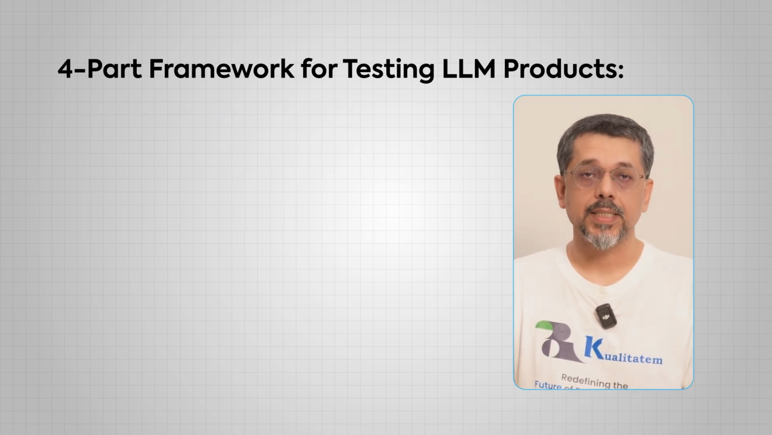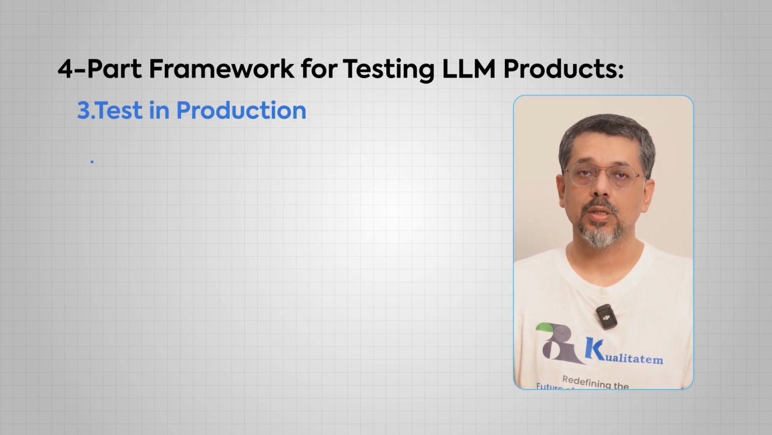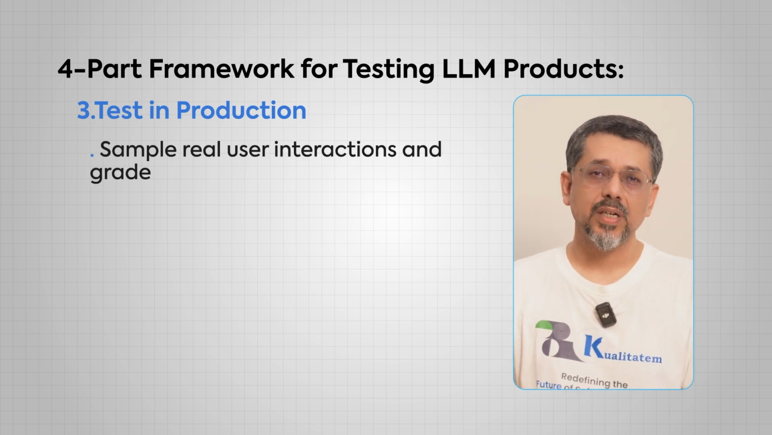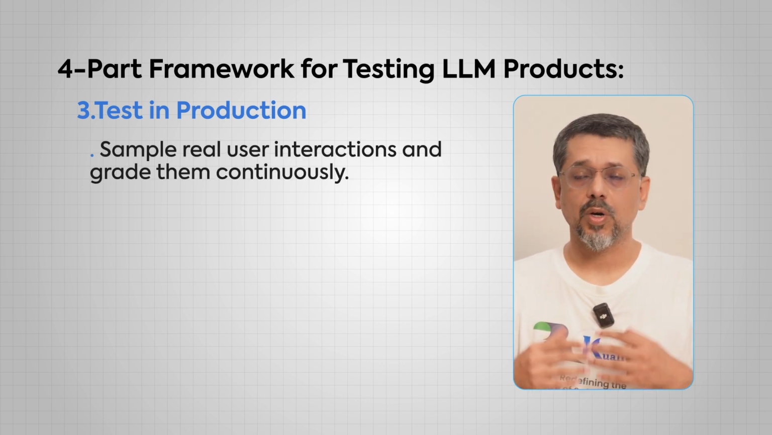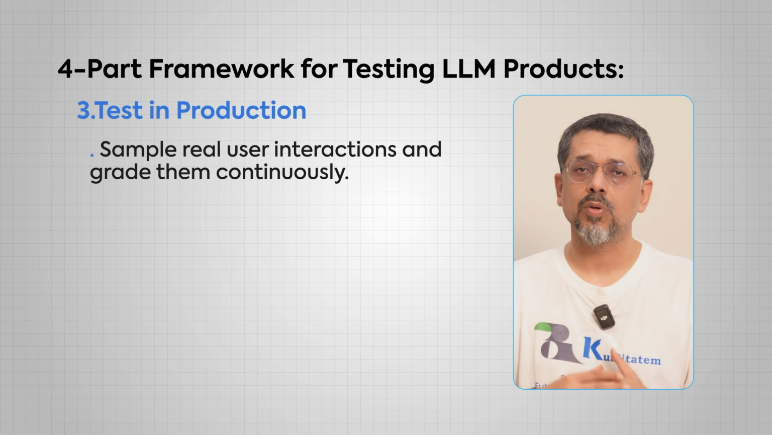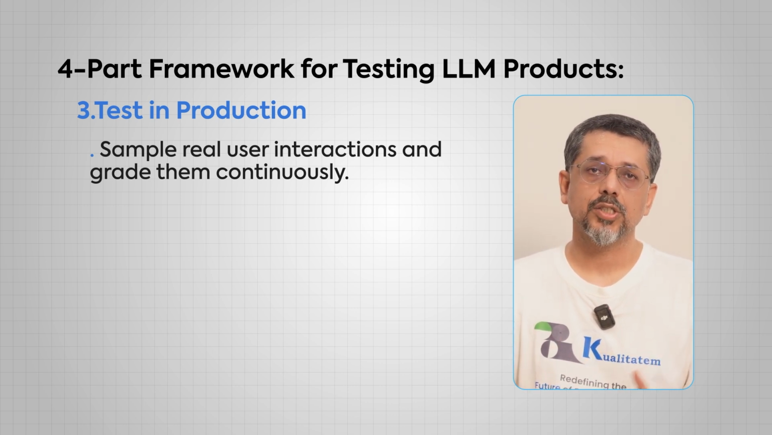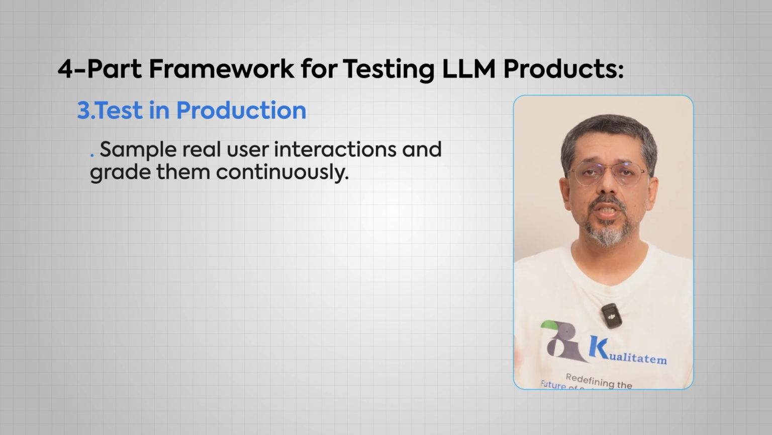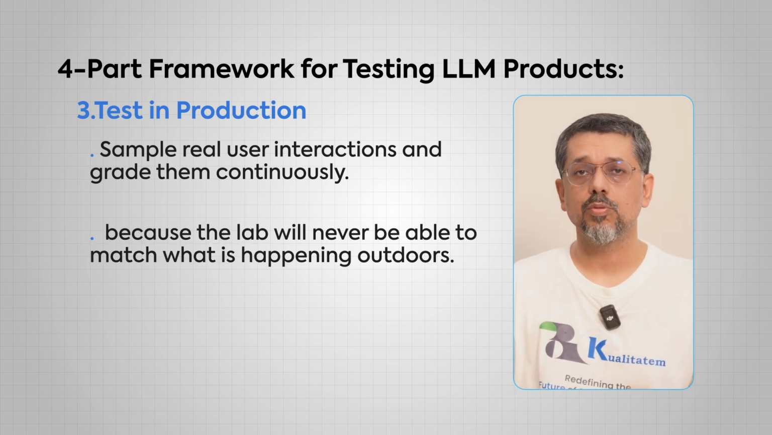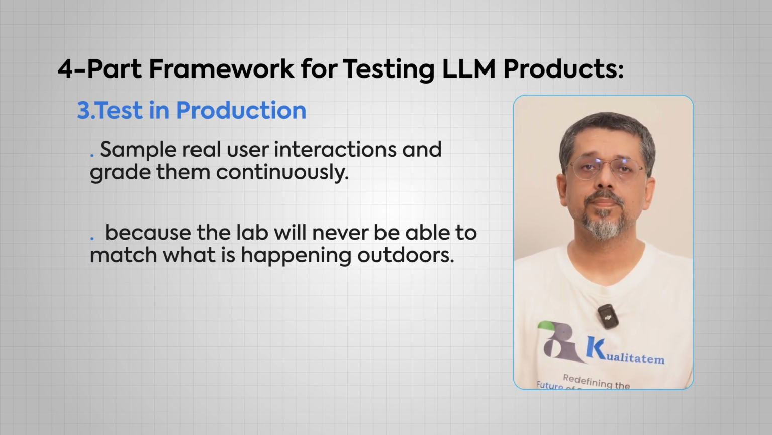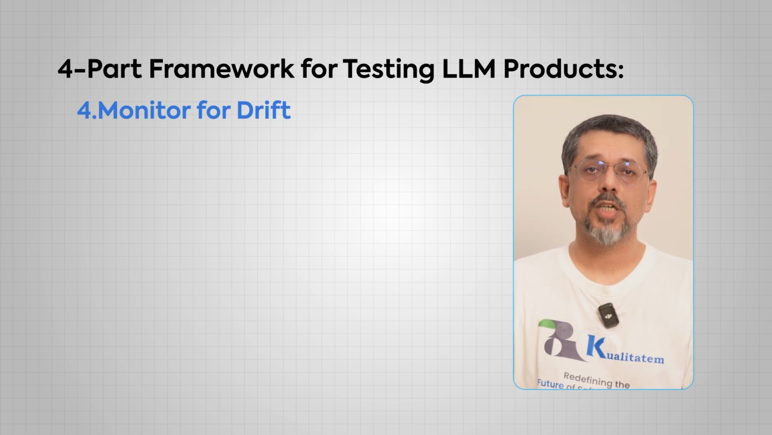So the third part is that you need to test in production, not just at the staging level. Real users send inputs you or me don't know. We only get to know it after they have done it. So sample real interactions and then grade them continuously because the lab will never be able to match what is happening outdoors.